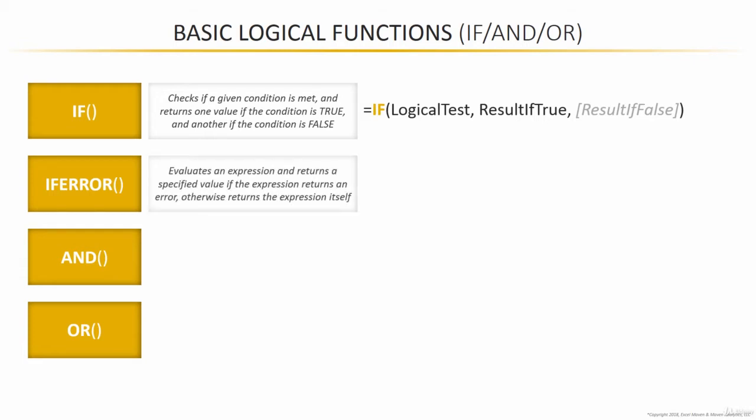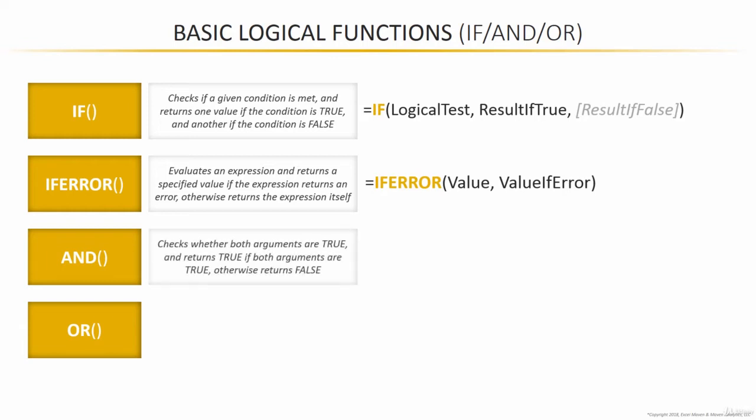Next up, if error. This one evaluates a value or an expression and returns a value that you specify if the expression returns an error. Otherwise, go ahead and evaluate the expression just like you normally would. So it's a little bit wordy, sounds more confusing than it really is, but basically all you're saying is, if you get an error when you run this value or expression, instead of displaying that error, display some custom value instead. Keep in mind that those errors can be very helpful and tell you some important information, so use it cautiously, but it can be a great tool.